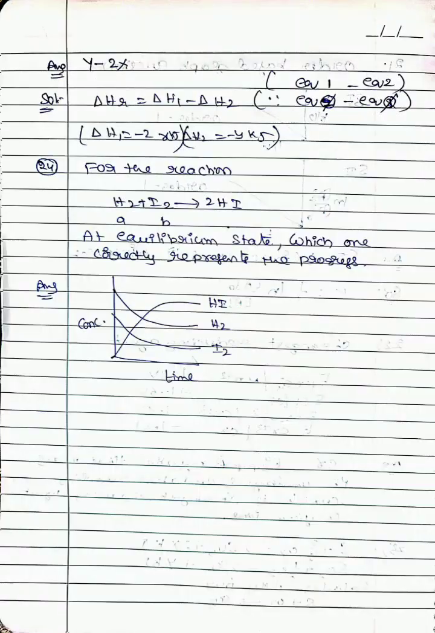The last one, from the chemical equilibrium chapter, they have given a graph based question. For H2 plus I2 gives rise to 2HI, they are asking for the graph of the progress of the reaction. We know at equilibrium the concentration of reactants and products may or may not be equal, but definitely with time the concentration of reactants decreases, whereas the concentration of product increases with time. So the correct graph you can see here.